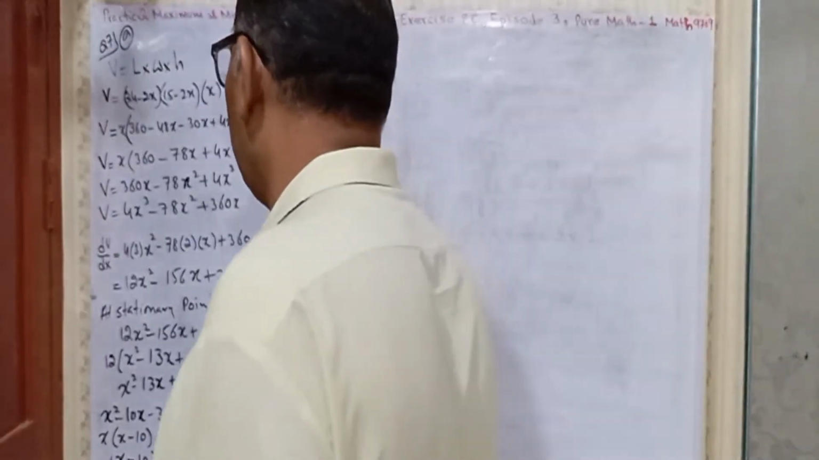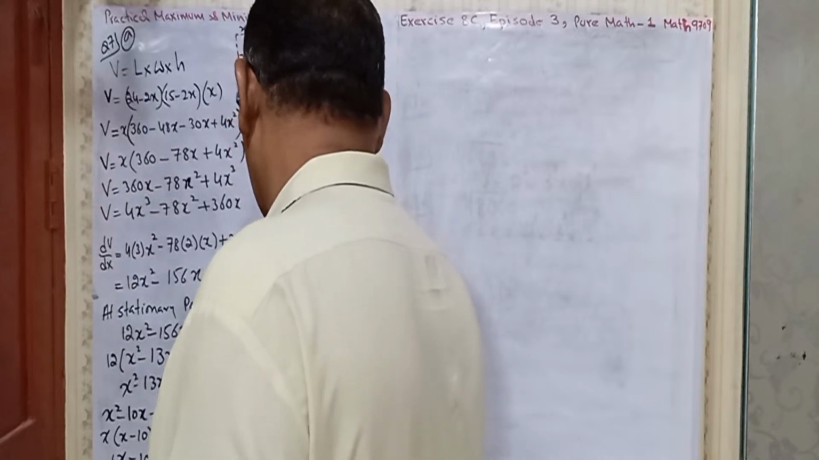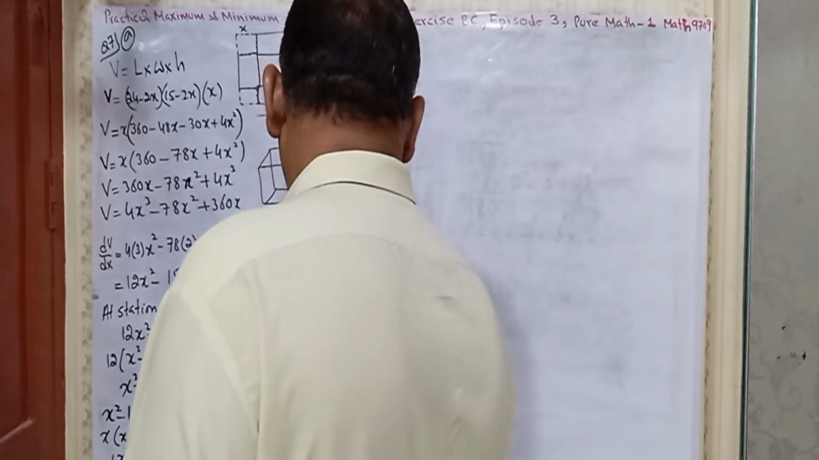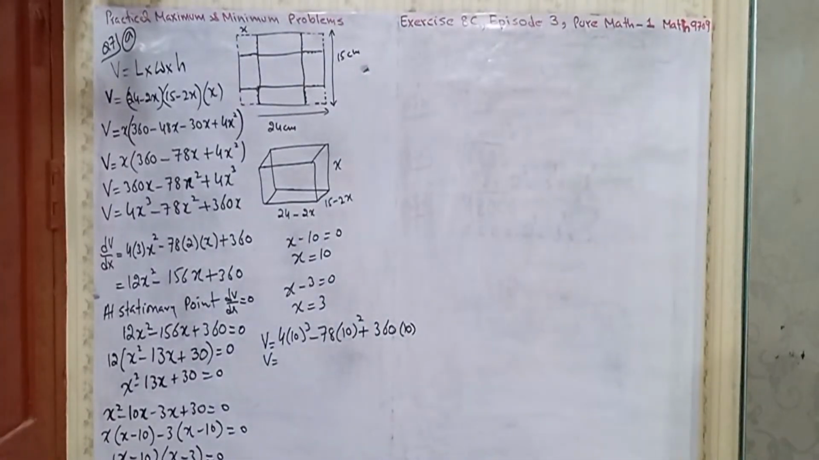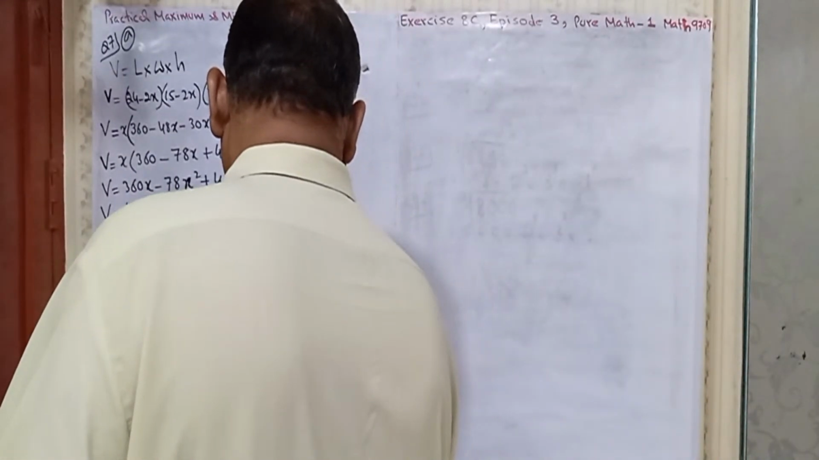When x is 10, V will be 4 into 10 cubed minus 78 into 10 squared plus 360 into 10. We can do it on the calculator. So we have 4 multiplied by 10 raised to power 3 minus 78 multiplied by 10 squared plus 360 multiplied by 10, and the answer is minus 200. So it is giving us an answer of minus 200.